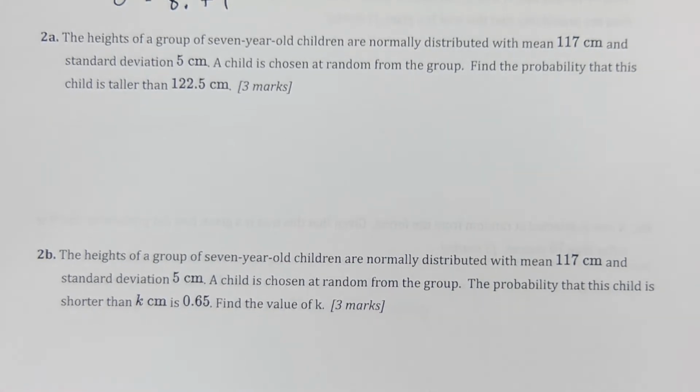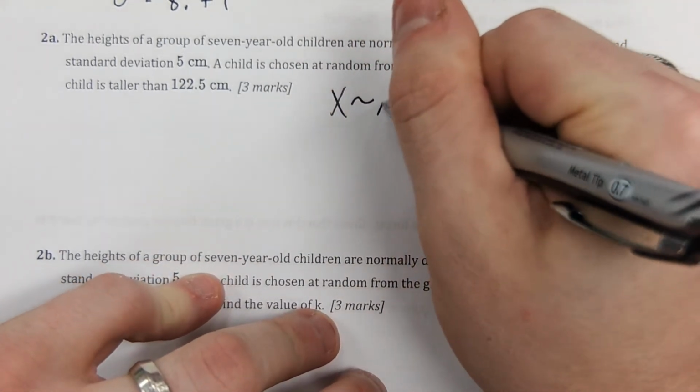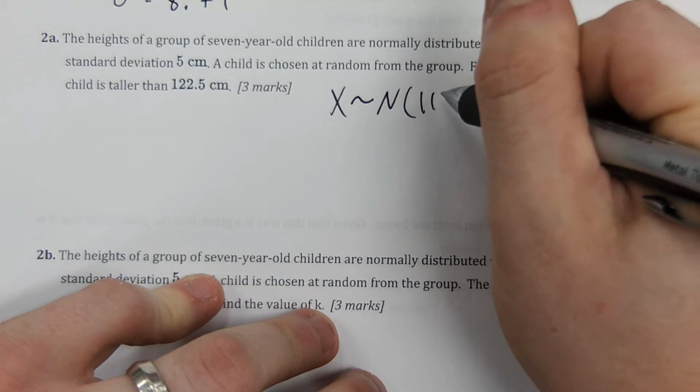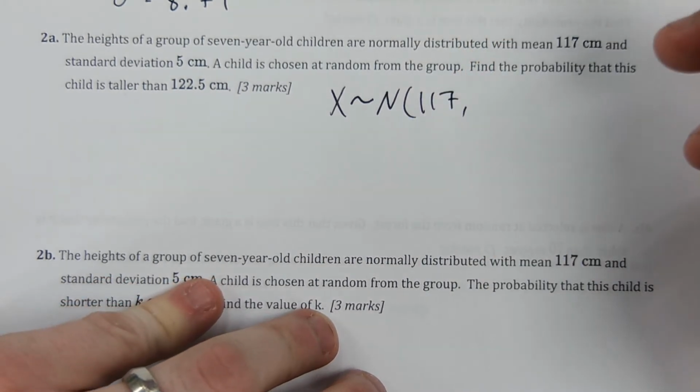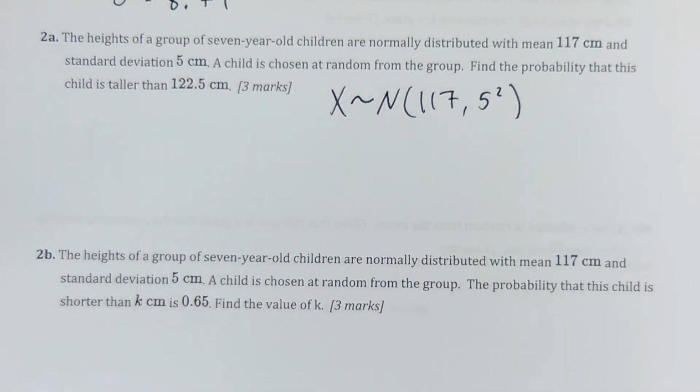The heights of a group of 7-year-old children are normally distributed with mean 117 and standard deviation 5. Just reminding you that you're supposed to do sigma squared in that setup.